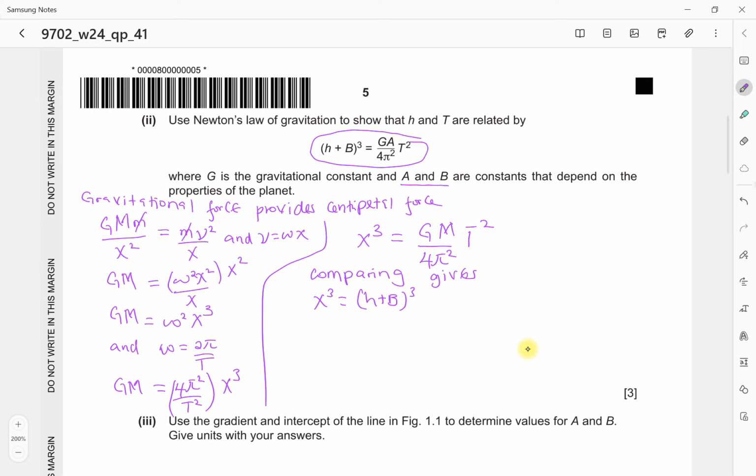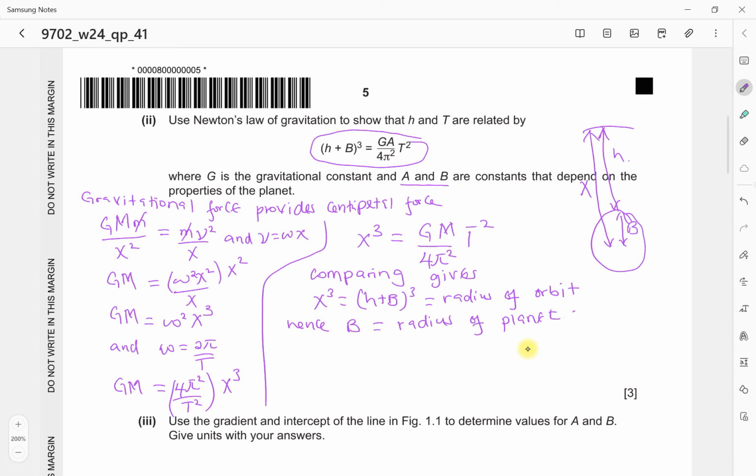And this means, because h was the height of the planet, and remember x is the radius of orbit, x is equal to h plus b, which is the radius of orbit. And remember, the radius of orbit is measured from the center. Hence it means b equals the radius of the planet. If this is the planet and the satellite is at this height h, x is the radius of orbit, which is measured from the center. So if that is h and that is x, b must be this radius of the planet. Hence b equals the radius of the planet.